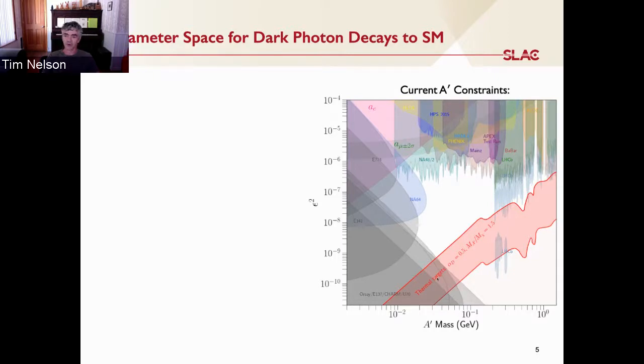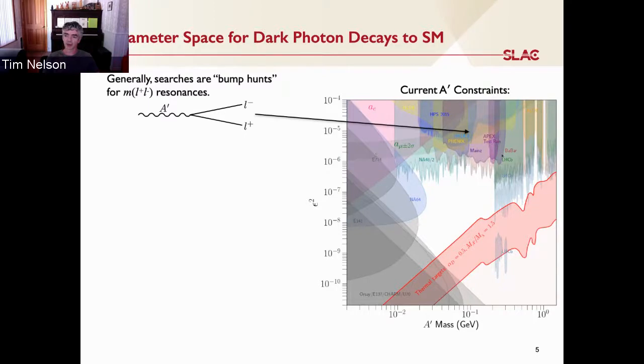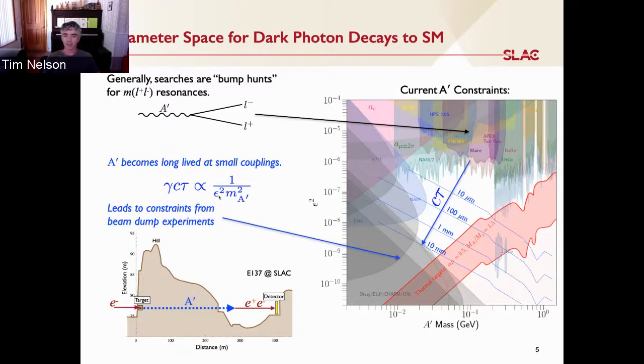So there are a number of constraints from previous experiments. Most of the constraints at larger coupling are from simple bump hunts or resonance searches for e plus e minus or mu plus mu minus resonances. And then down here, there are a number of other constraints that come from the fact that as I make the coupling small and at low mass, the A prime decay is suppressed and it becomes long-lived.